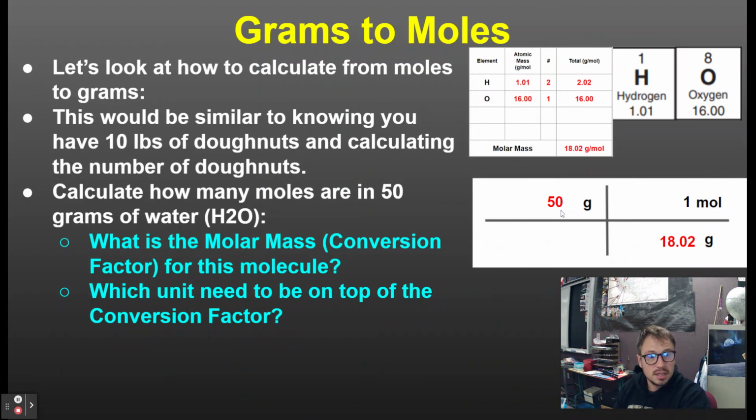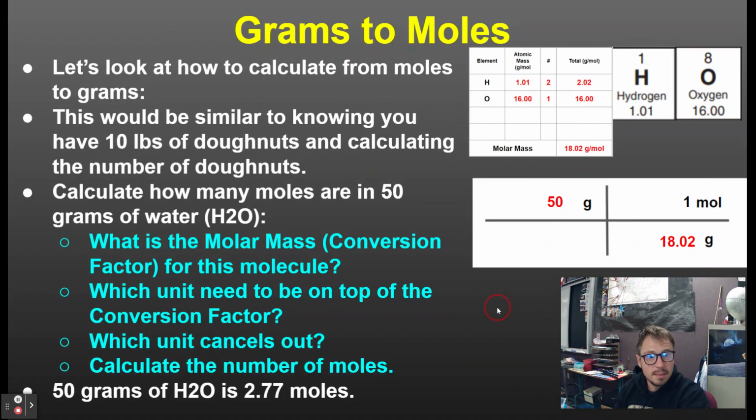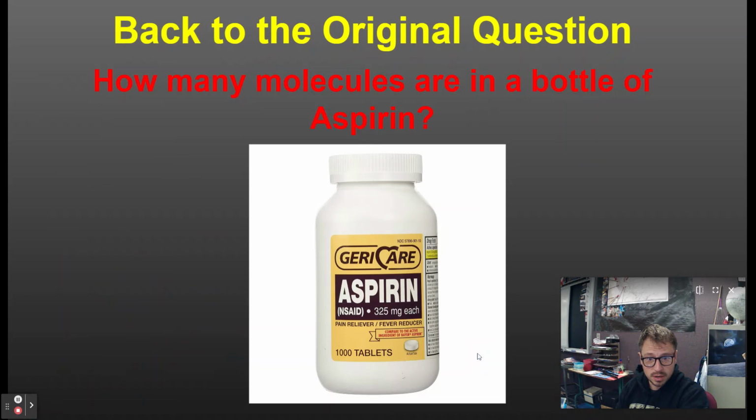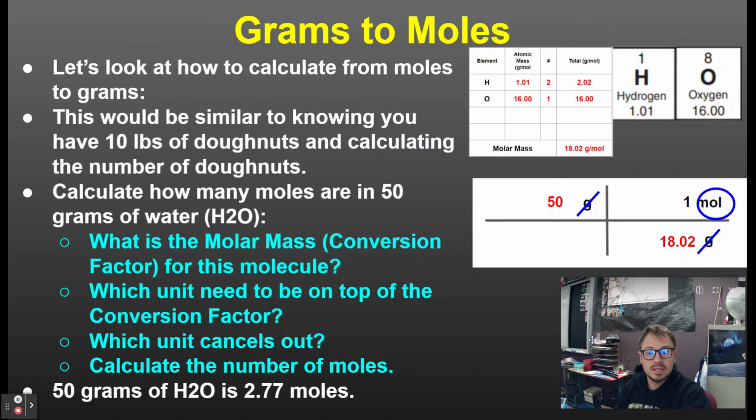I need those grams to cancel out, because watch what happens. I need moles on top. The grams cancel out, so I take 50 times 1 divided by 18.02, and I get 2.77 moles of water. So that's how you set those up.